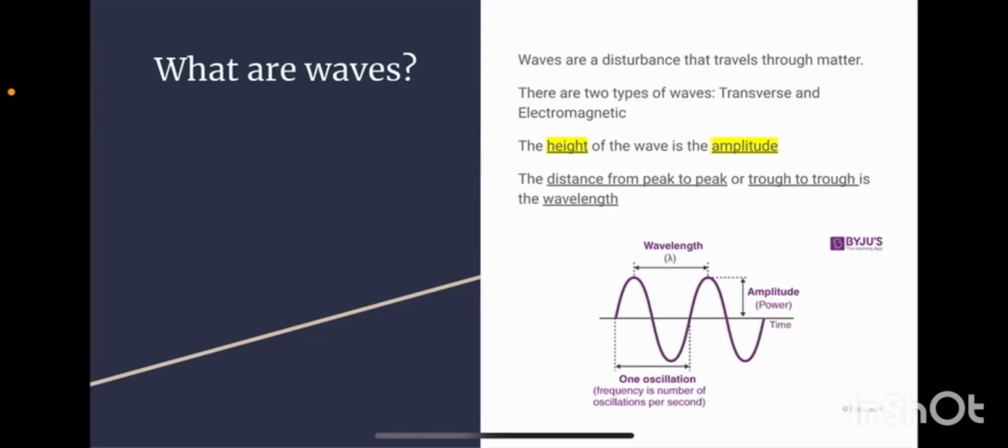Waves. Waves are a disturbance that travels through matter. There are two types of waves, transverse and electromagnetic, which I'll be talking about later on. The height of the wave is called the amplitude, and the distance from peak to peak, which is the top of the wave, or trough to trough, which is the bottom, is called the wavelength.